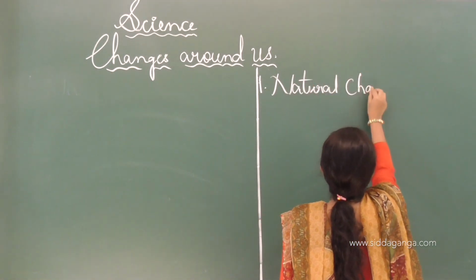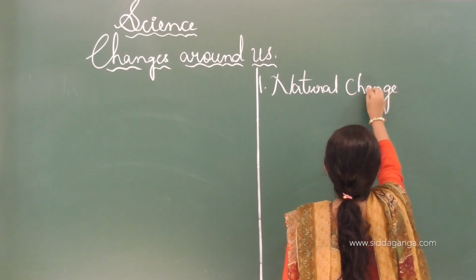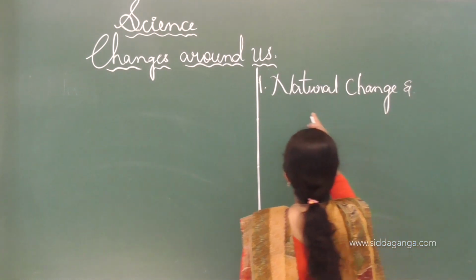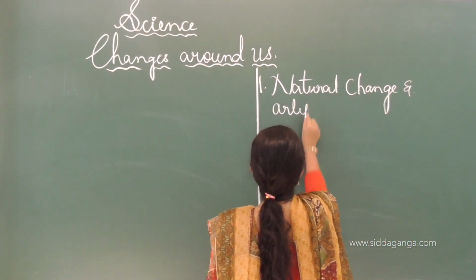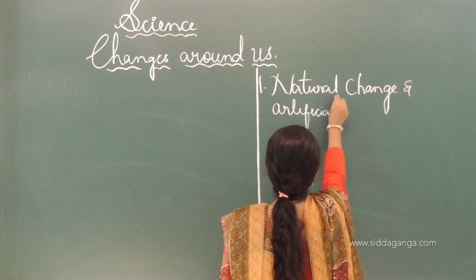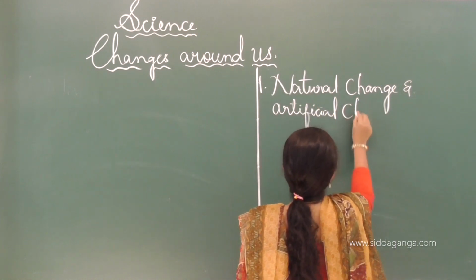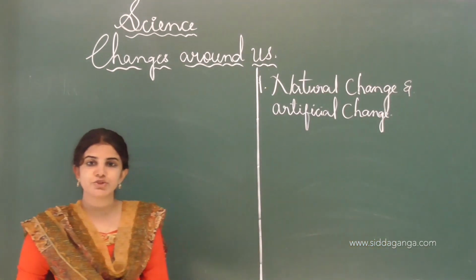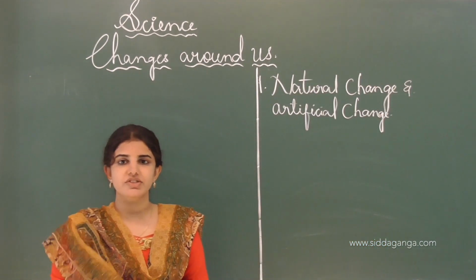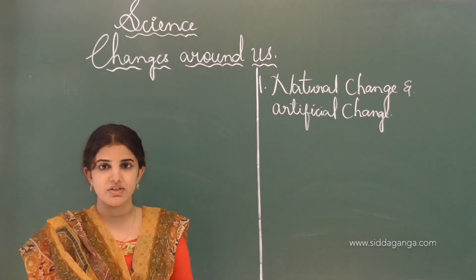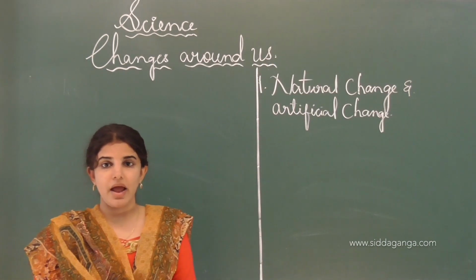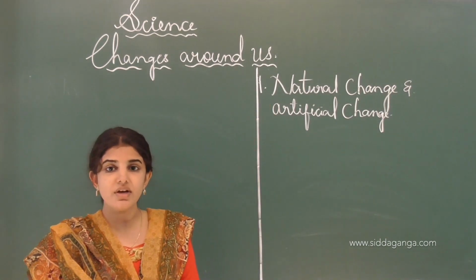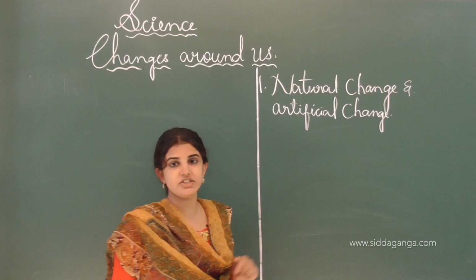Natural change and artificial change. See, natural changes are those changes which are brought about by nature and which occur on their own. They are called natural changes. And the next one is the artificial change or the man-made change.